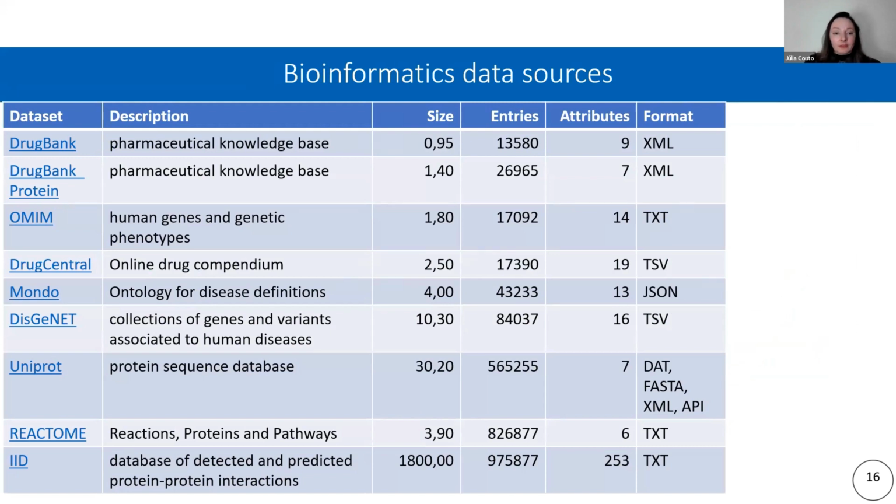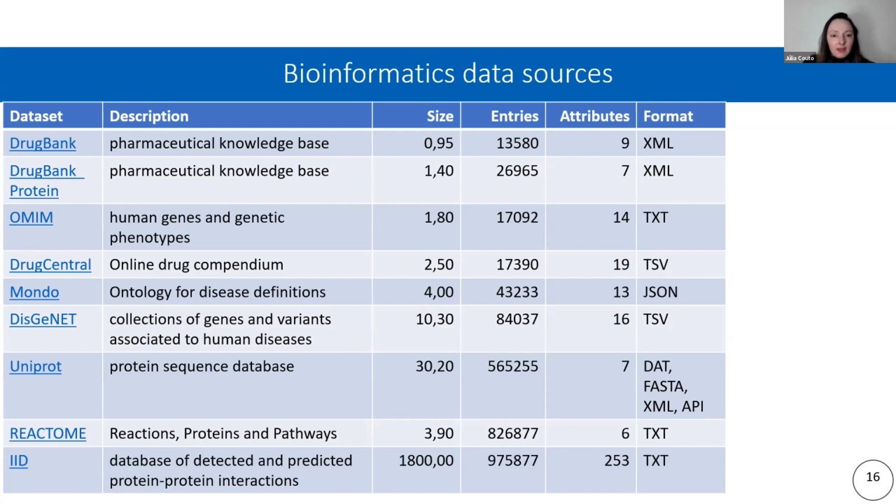And to perform the experiments, we selected these 8 well-known datasets from the bioinformatics domain. We selected pharmaceutical datasets such as DrugBank and Drug Central, other datasets about genes such as OMIM and DisGeNET, also protein-related datasets such as UniProt, Reactome, and IID, and an ontology for disease definition named Mondo.